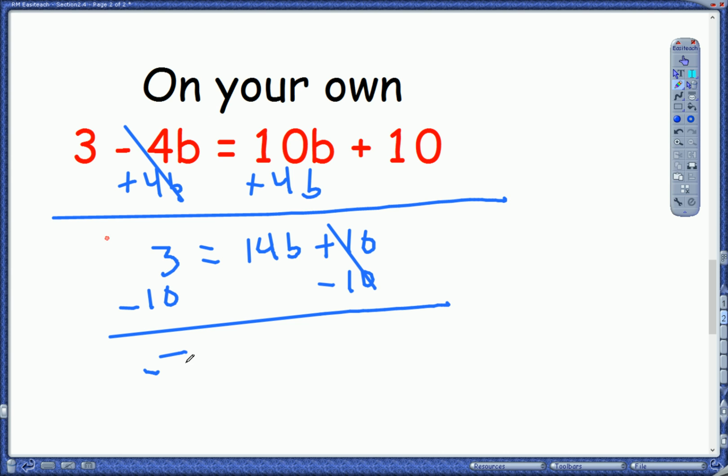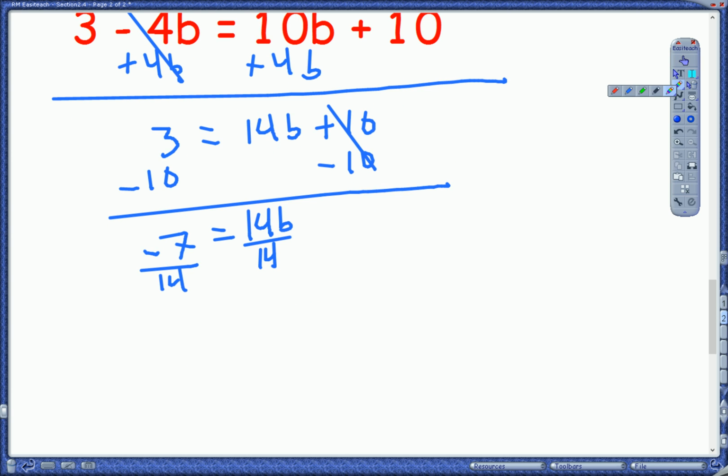3 minus 10, negative 7 equals 14b. Divide both sides by 14. And I get b equals negative 7 divided by 14. If I plug that into my calculator, I'm going to get negative 1/2 or negative 0.5. Make sure that you're simplifying your fractions. Either one, I will accept. Whatever your calculator gives you, that's what you should write. We're not trying to make you do extra work and convert from decimal to fraction.